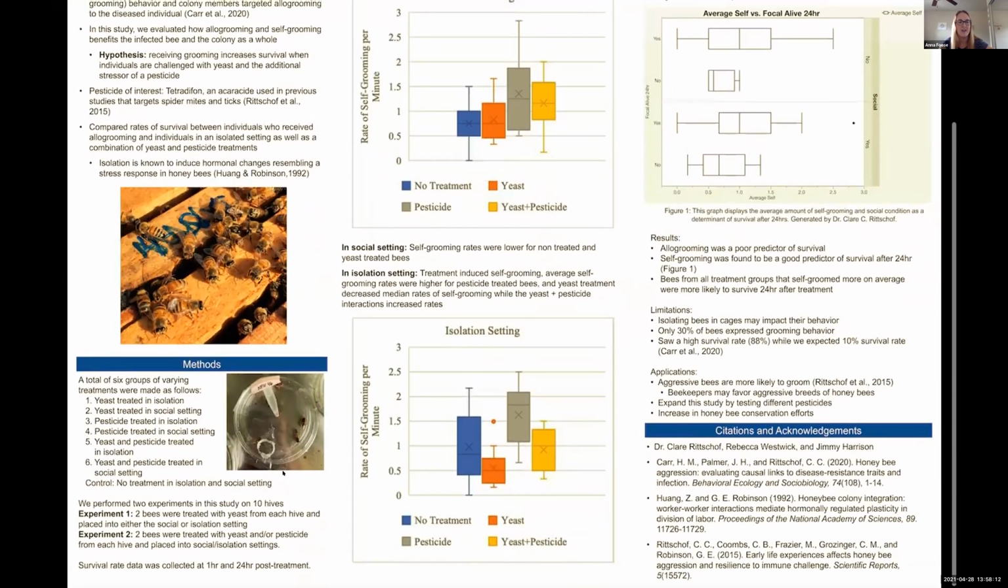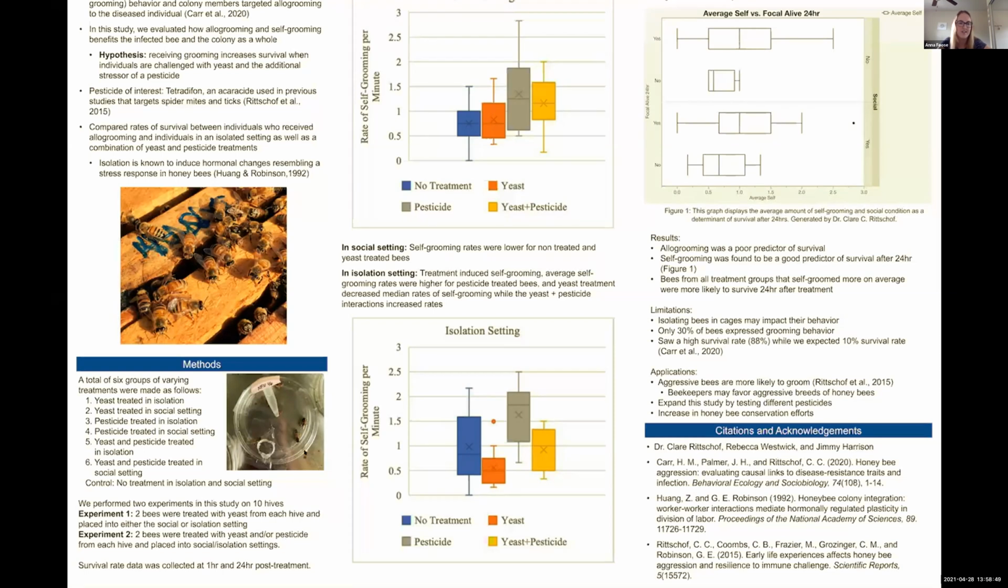So moving on to methods, there were a total of 6 different treatment groups, and we had 2 different experiments to test all of those treatment groups because there were a lot. In the first experiment, we treated 2 bees with a yeast from each of the 10 hives that we were investigating, and then placed them in either a social or isolation setting. And then in the second experiment, we treated 2 bees with either yeast and a pesticide or no pesticide, and then placed them in either social or isolation settings.